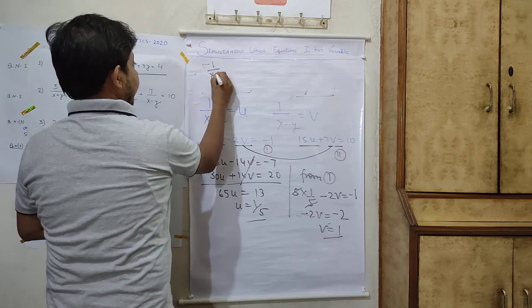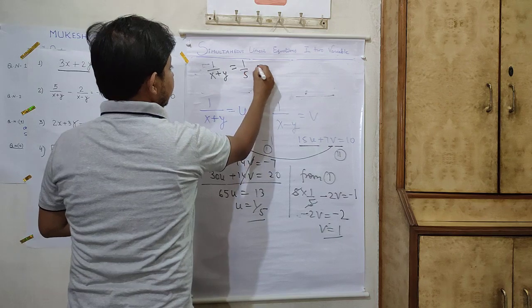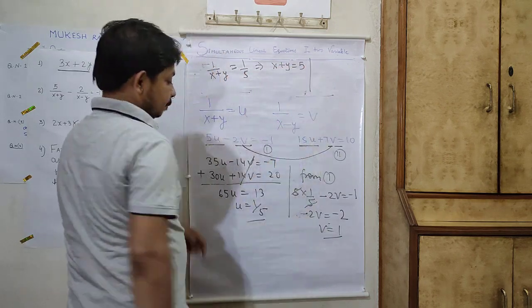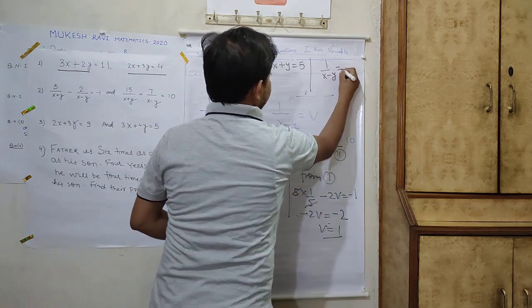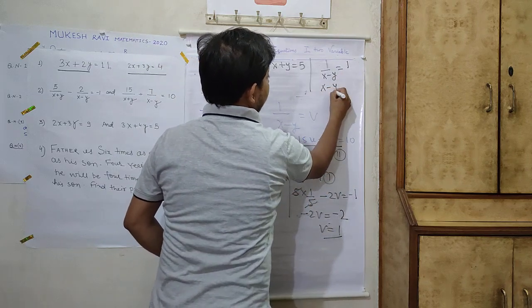1 upon x plus y is equal to u. u is equal to 1 upon 5. This implies x plus y equal to 5. And 1 upon x minus y is equal to b. b is equal to 1. So you can say x minus y equal to 1.